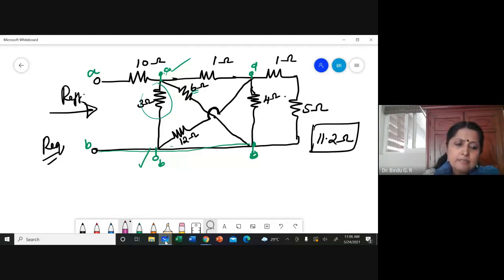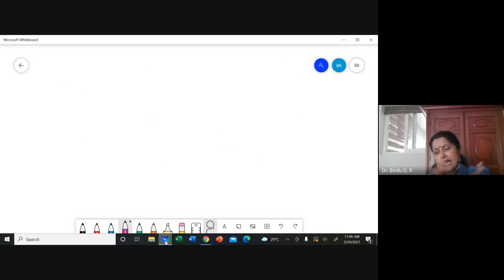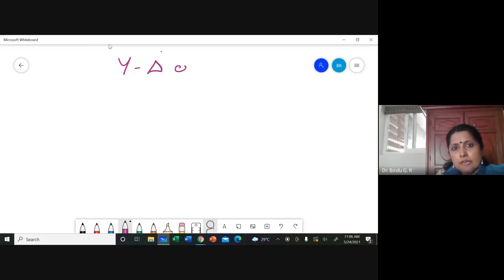Now, there are situations where the network will be a tangled network. There, the resistors may not be parallel. They need not be connected in series. There can be other kinds of connections. To find the effective or equivalent resistance for those kinds of circuits, we use something known as star delta conversion, or delta to star conversion.